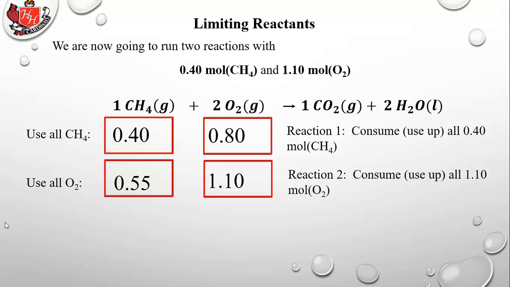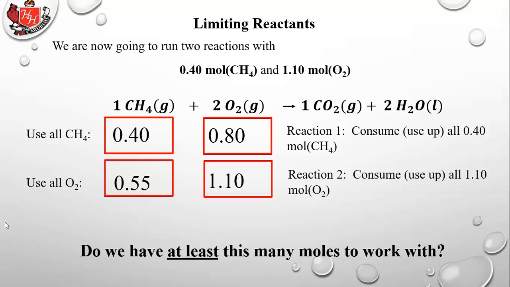Okay, now we're going to see which of these reactions will have one of the reactants run out first. So what you're going to ask is, do we have at least this many moles to work with? At least means that many or more. Do we have at least that many or more? So do we have at least 0.4 moles of CH4? And the answer is yes. We have exactly 0.40 moles. That's what we know that we started with.